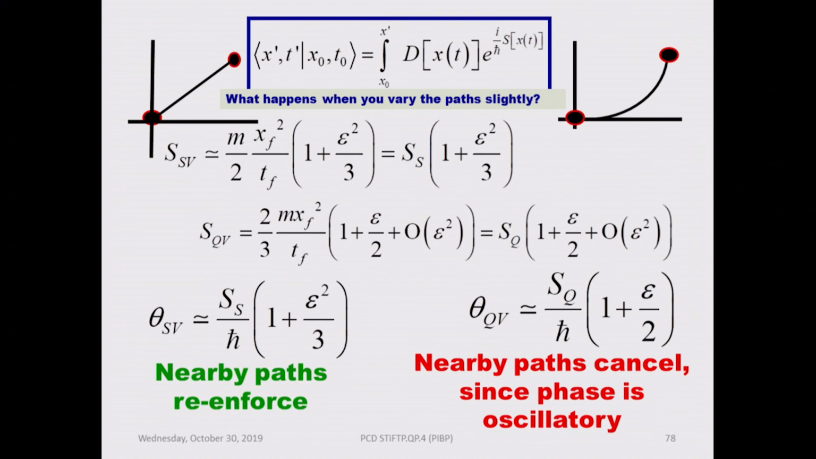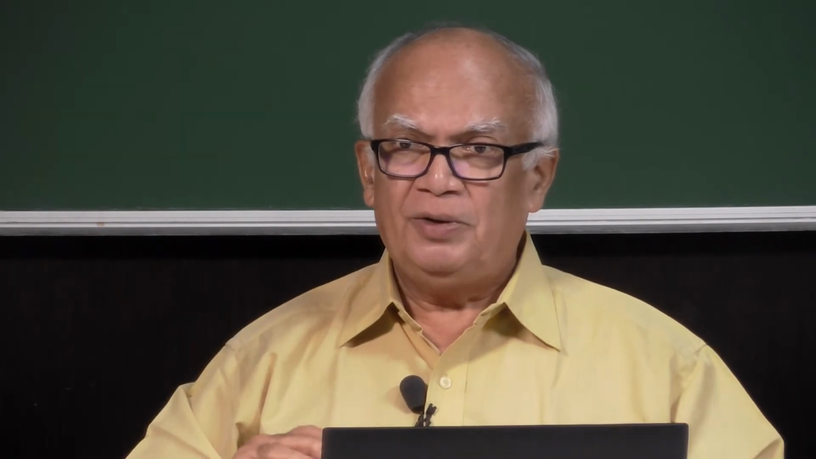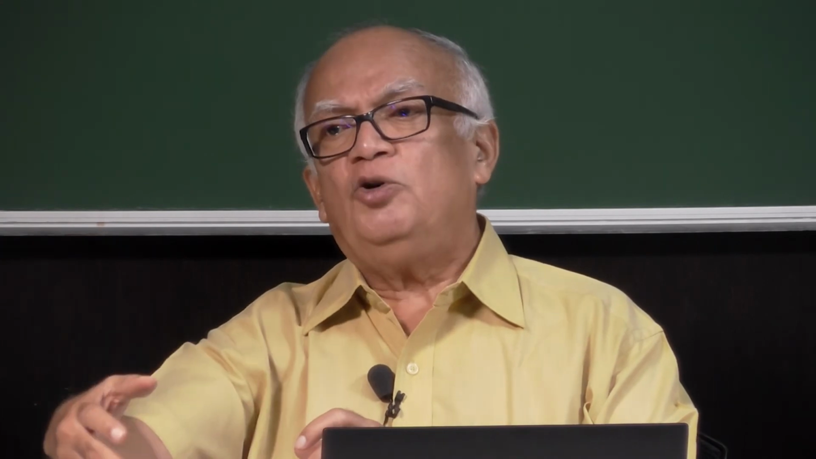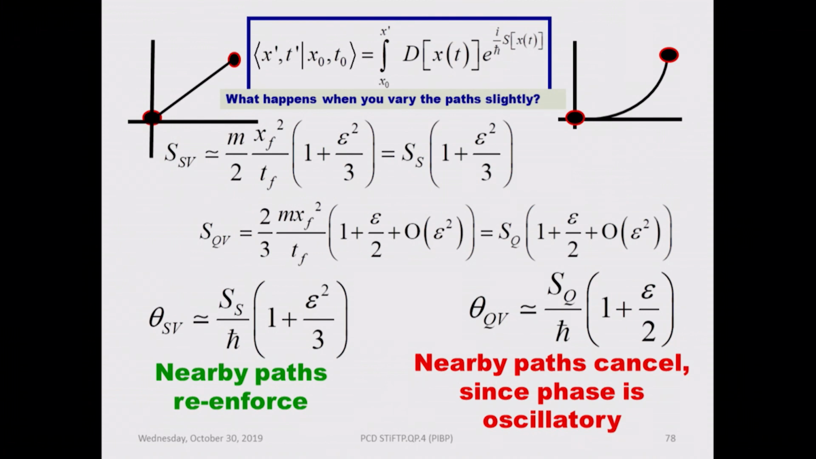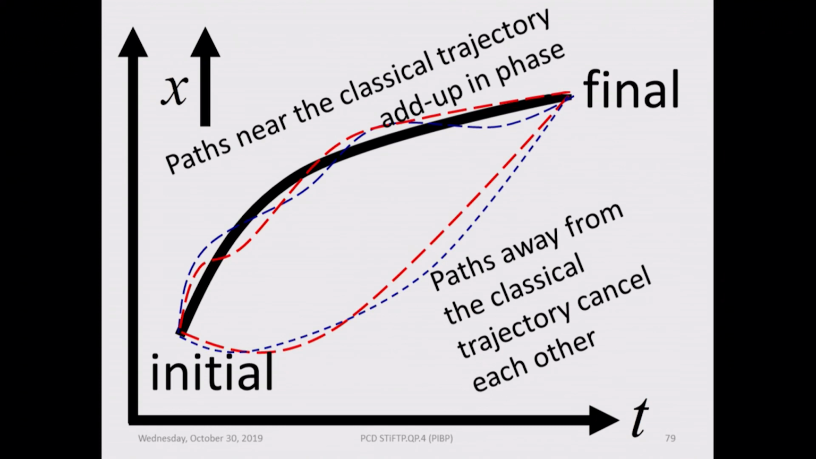Which means that the nearby paths reinforce for the straight path, whereas for the quadratic path, the nearby paths cancel because this is a phase, so it goes as e to the i theta, which is cosine theta plus i sine theta. These are oscillatory, they go up and down between -1 and +1. So contribution from one will be cancelled by contribution from the other, because of this. So now we know why nature picked the straight path, which is the classical path.